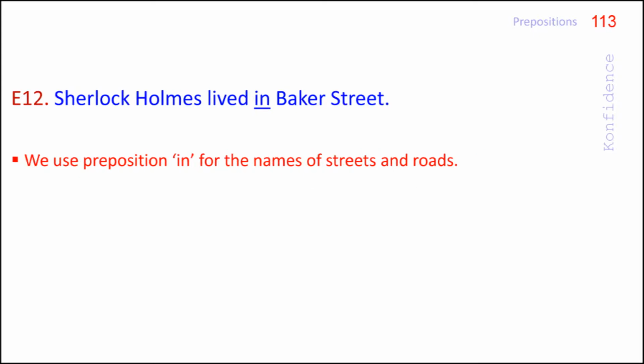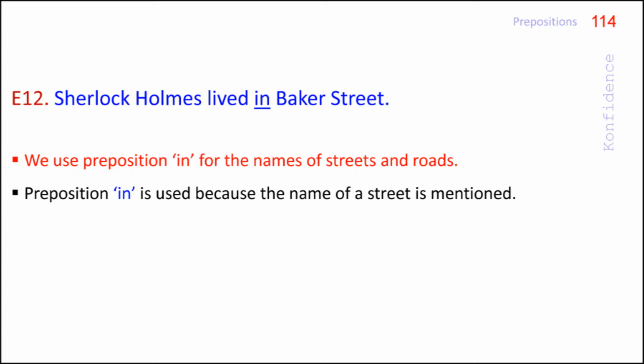We use preposition in for the names of streets and roads. Preposition in is used because the name of a street, Baker Street, is mentioned in that sentence. These were some examples to show how prepositions are to be used when indicating different places.